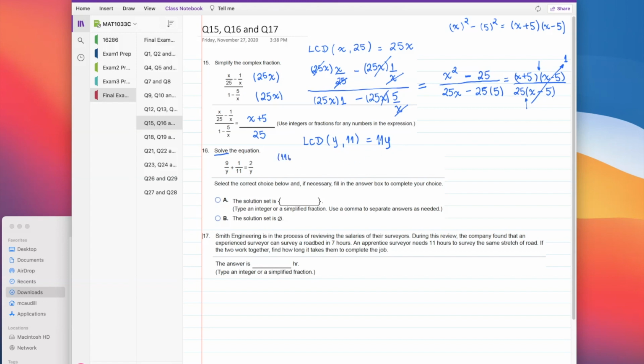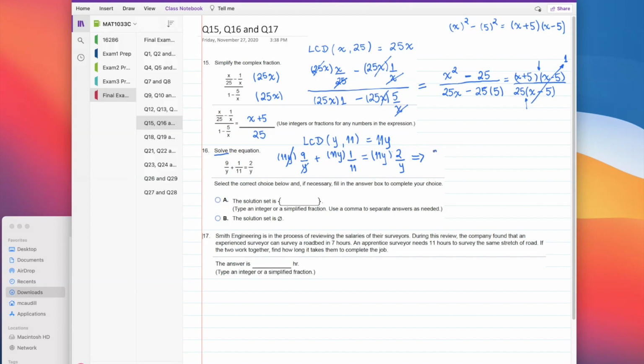Then I have 11y multiply 9 over y, plus 11y multiply 1 over 11, equal 11y multiply 2 over y. This requires some simplification. This is all multiplying, then I can divide y by y to be 1.